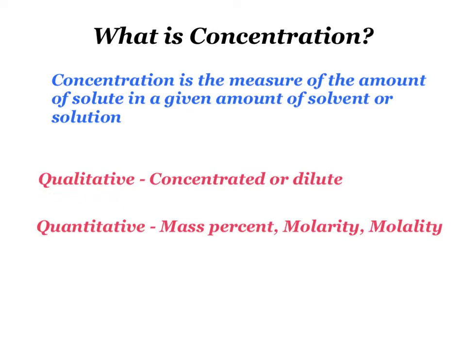Qualitatively, which means we're not really measuring it, we're just saying whether something is concentrated or dilute. You can think of this as the frozen orange juice. That would be concentrated. We needed to dilute it down by adding water to it. Quantitatively is what we're going to be doing in here. We'll be doing mass percent, but mostly we'll be doing molarity. There's also something called molality that we can use too.